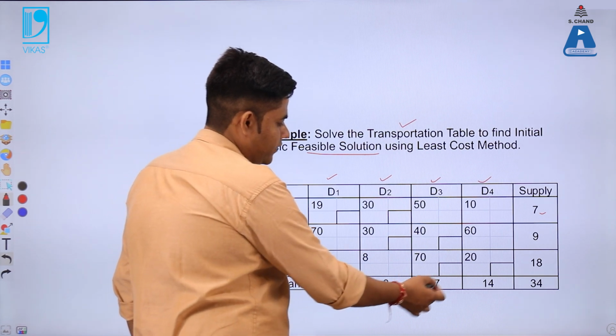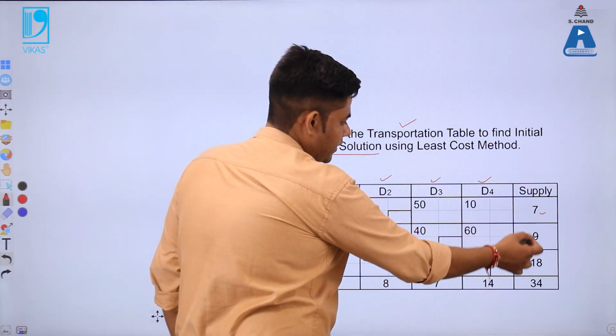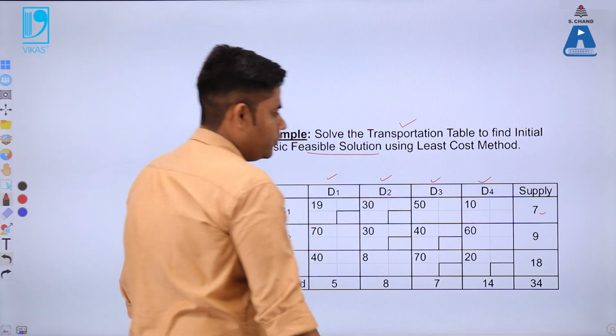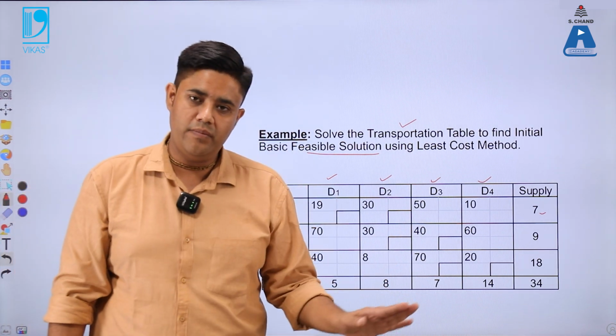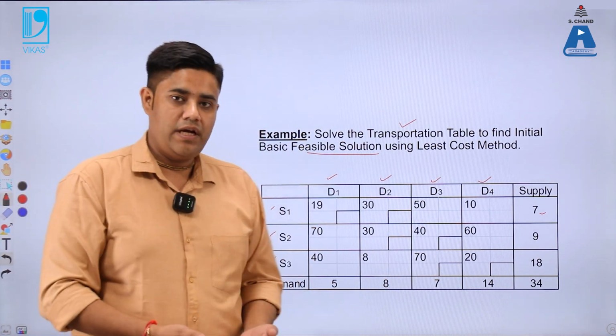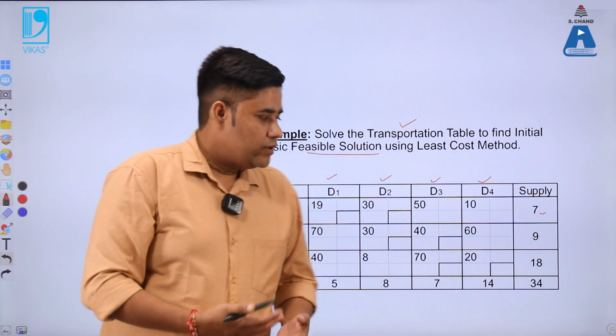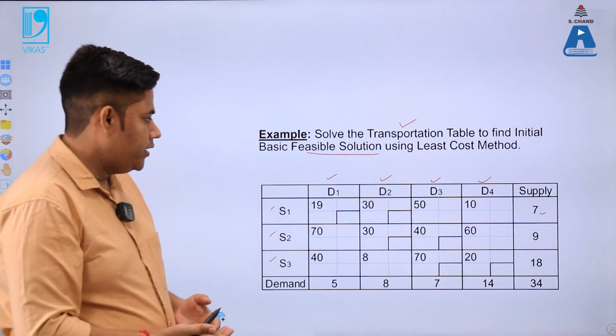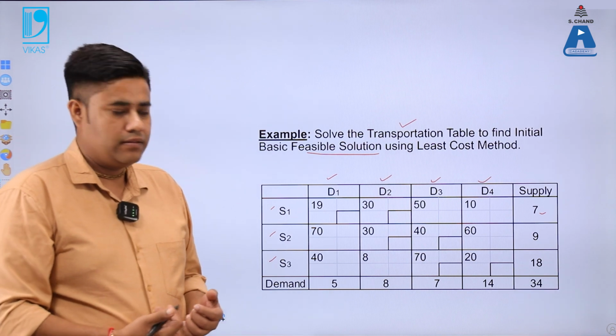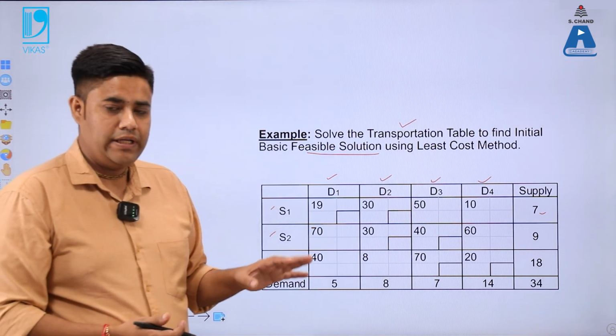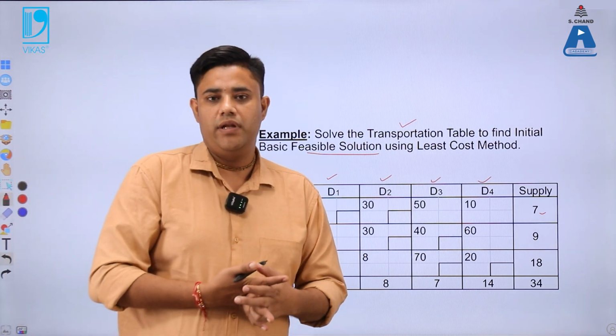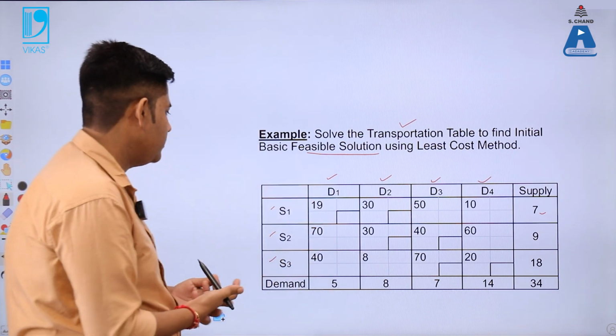So 5, 8, 7 and 14, the total is 34, and 7, 9, 18, the total is 34. That means total supply equals the total demand, which means it's a balanced type transportation problem. So what I need to do is get a solution so that the total cost becomes minimum, the total transportation cost becomes minimum.